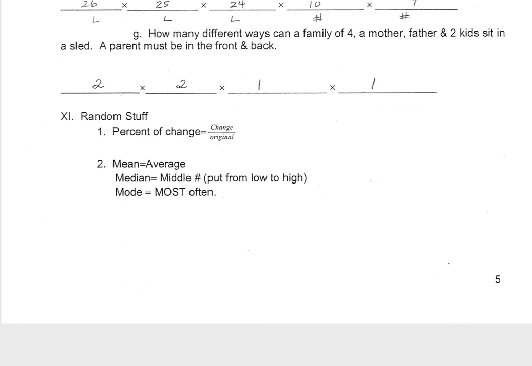Percent of change is the change over the original. And there's always a question on mean, median, or mode. The mean is the average, the median is the middle, and the mode is the most often. Most often starts with M and O, which so does mode, if that helps you remember. And the median, like if you're driving down the road and there's the median in the road, it's the middle of the road. And then the average, you would add them all up and divide by the number of whatever it is.